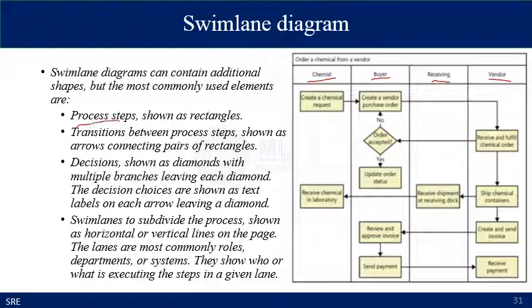First are the process steps, which are shown as rectangles, for example, creating a chemical request or receiving the chemical in the laboratory. Then there are transitions between process steps, shown as arrows, as you can see here. Then there are decisions shown as diamonds. If there is a condition, then you have to follow certain paths. Swim lanes are used to subdivide the processes, as shown at the horizontal level.